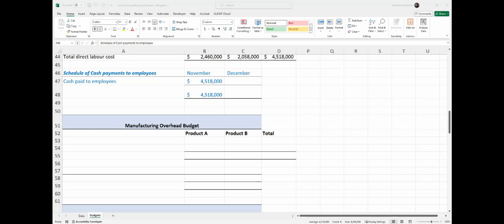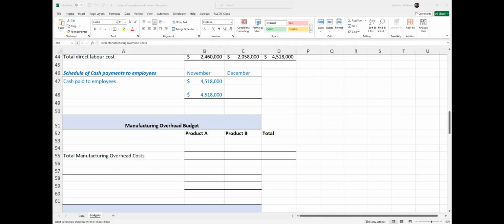Okay, moving on to the manufacturing overhead budget. So with the manufacturing overhead budget, it's straightforward, my friends, extremely straightforward. All we're interested in finding out here is what will be our total manufacturing overhead cost? That's what we are after.